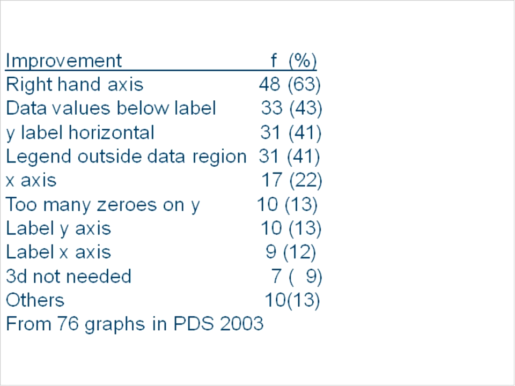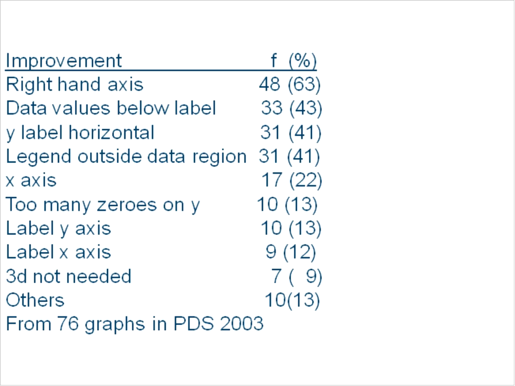The legend for the data should be outside the data region. The data region, by the way, is where all of the data are graphed, and you can see that that happens fairly often. Some people even leave off the x-axis itself. That happened 22% of the time, which was very surprising.